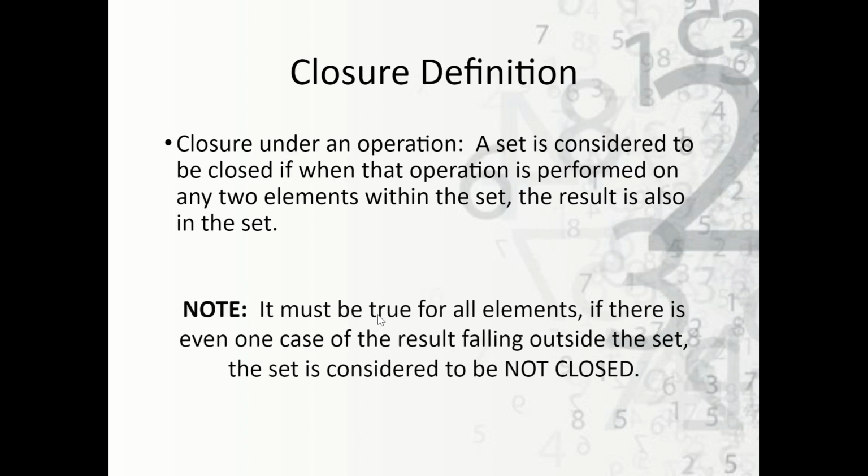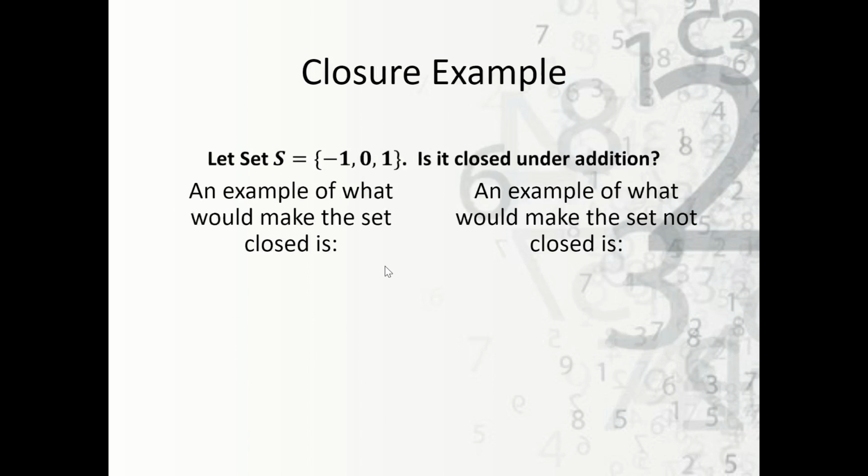Note that this must be true for all elements in the set. If there is even one case where the result falls outside the set, then it is considered to be not closed. So let's take a look at what this means. Here's an example. We have the set of -1, 0, and 1, and want to know, is it closed under addition? So what that means is I'm going to take each of these elements, like -1 and 1, and when I add them together, I get 0, which is in the set. So that means that the set might be closed.